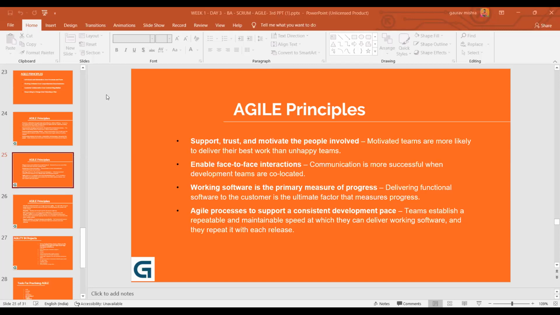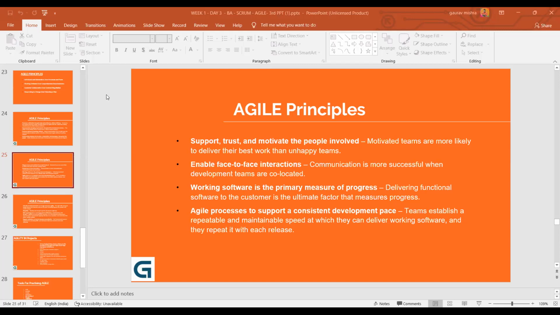So this is an Agile principle, but try to understand this applies everywhere, and it should be applicable to all of us when we work. It's a really good practice. So right, this is easy to understand. Okay, great. Enable face-to-face interactions.